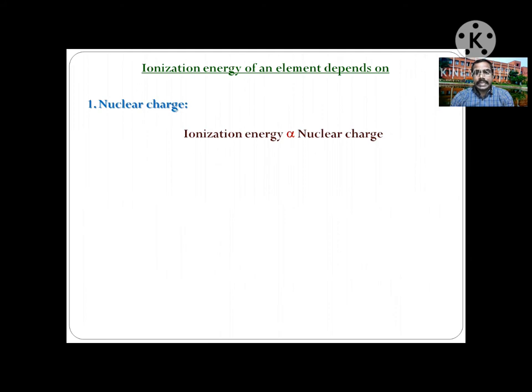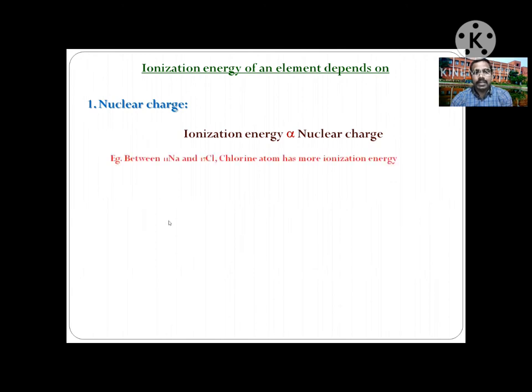If nuclear charge increases, the ionization energy value also increases, because the nuclear charge is the positive charge present in the nucleus. This is responsible for holding electrons in the atom. If the positive charge increases, the attraction from the nucleus increases. That means more energy is required to remove an electron from its outermost shell. So nuclear charge and ionization energy are directly proportional to each other.